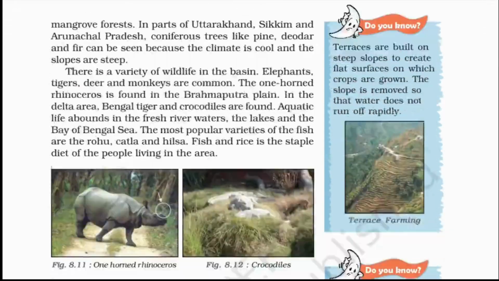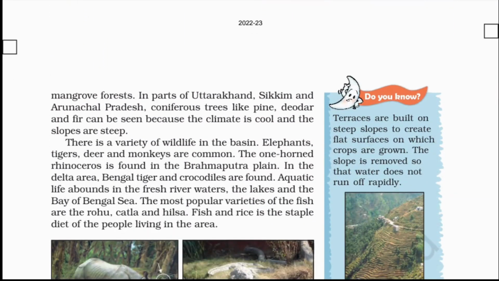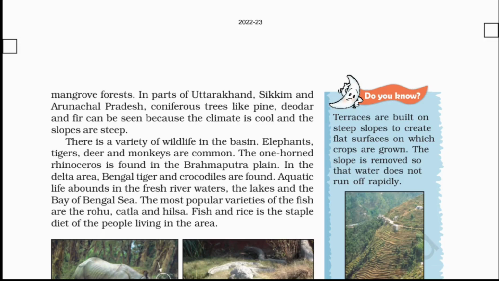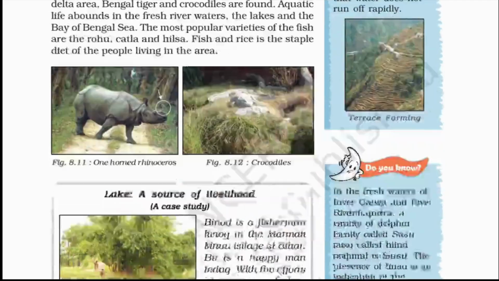Now come to the next page. Page number 61. Do you know? Let's read this. Do you know on the right hand side? Terraces are built on steep slopes to create flat surfaces on which crops are grown. The slope is removed so that water does not run off rapidly, right? And this is known as terrace farming.